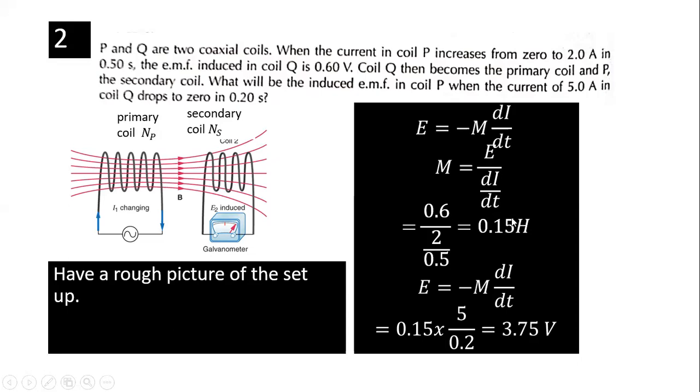M is 0.15 Henry. The current changes from 5 to 0. And then that is your time. Sorry, change from 5 to 0, correct? And that's your time. Put it inside there, calculate out. Okay, anything that is not clear? Just a bit harder, that's all. Play around with the formula. Okay, let's go to number 3.